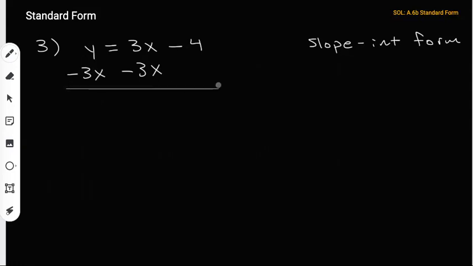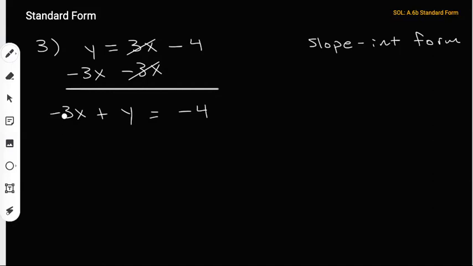So I subtract 3x from both sides. They're going to cancel out on this side, leaving me with a negative 4. On the other side of the equal sign, I'm going to have negative 3x and a positive y. So now the last thing that I want to do is make sure that the number in front of the x is a positive number. So I want this negative 3 to be changed to a positive number, or a positive 3.